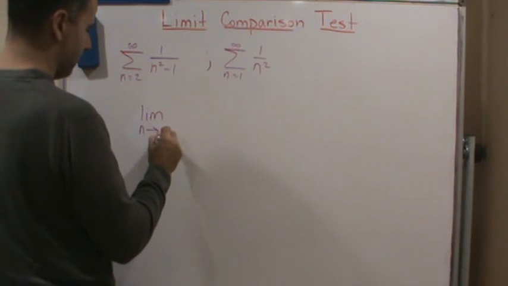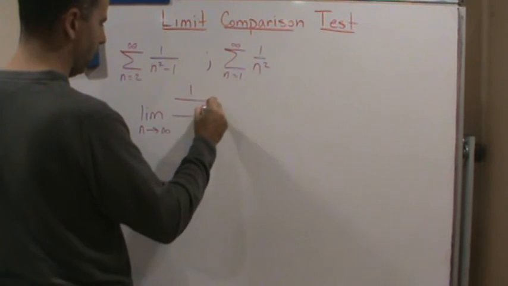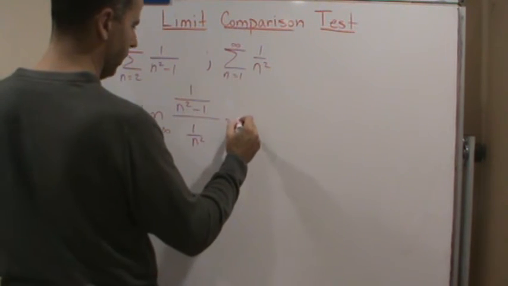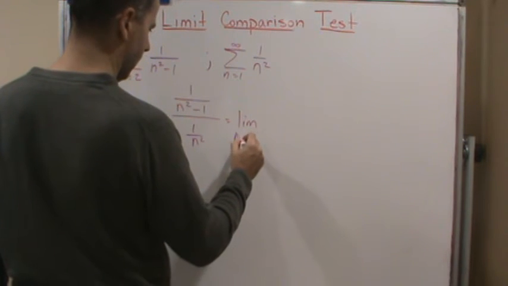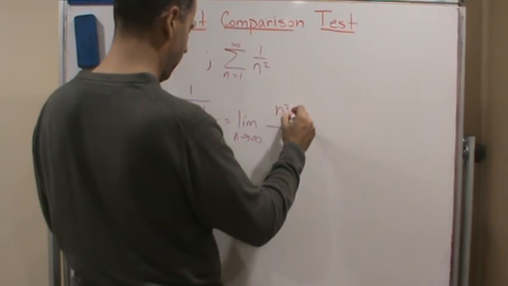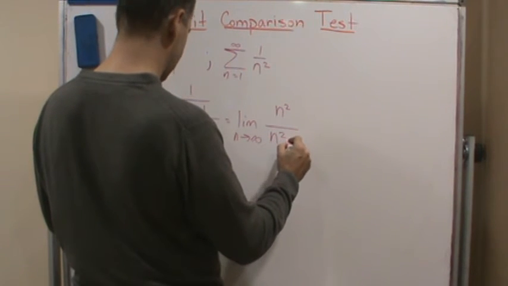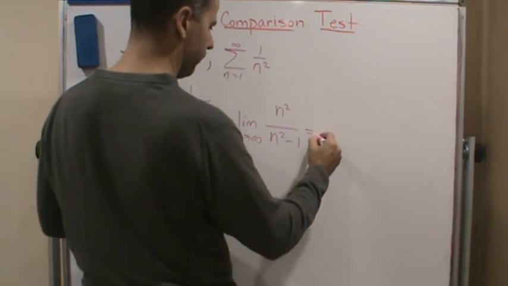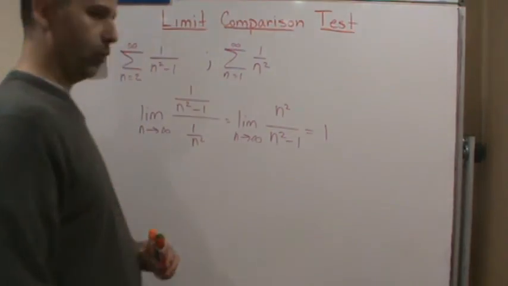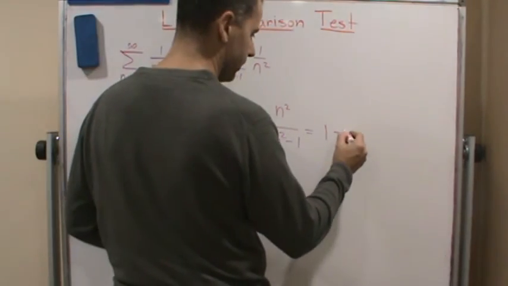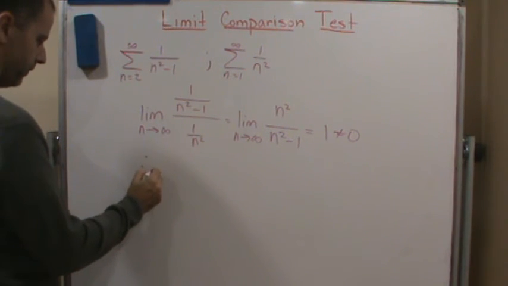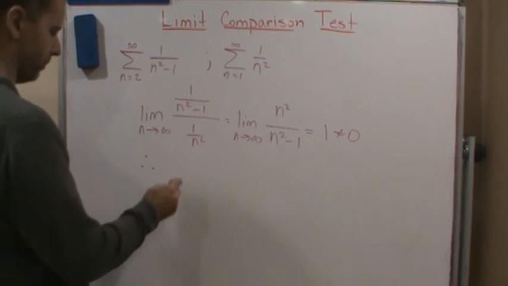So we're going to take the limit as n approaches infinity of 1 over n squared minus 1 over 1 over n squared, which is the limit as n approaches infinity of n squared over n squared minus 1. And of course, as n goes to infinity, this is approaching 1, which is not equal to 0. So therefore, what?